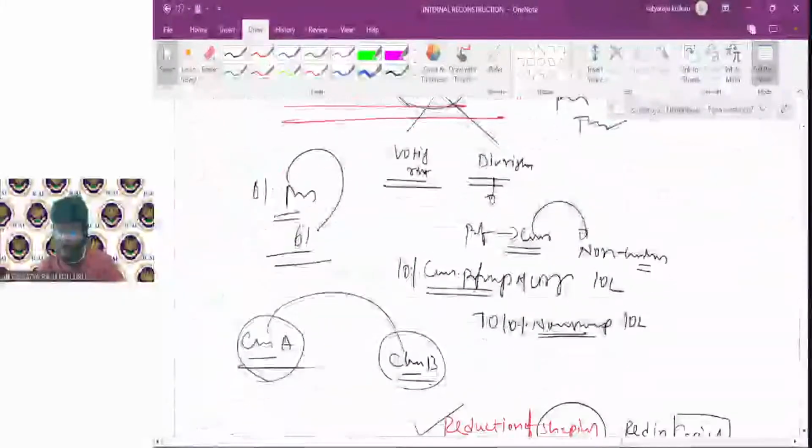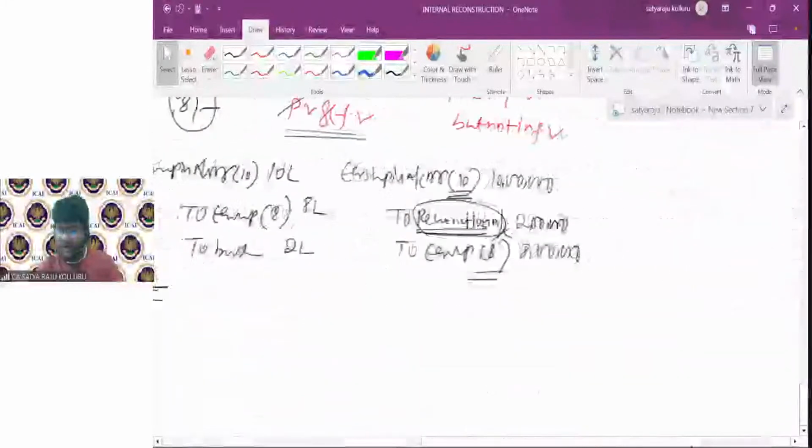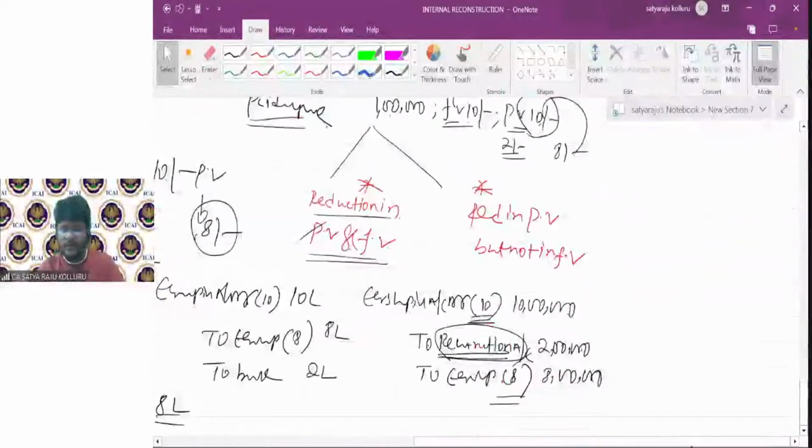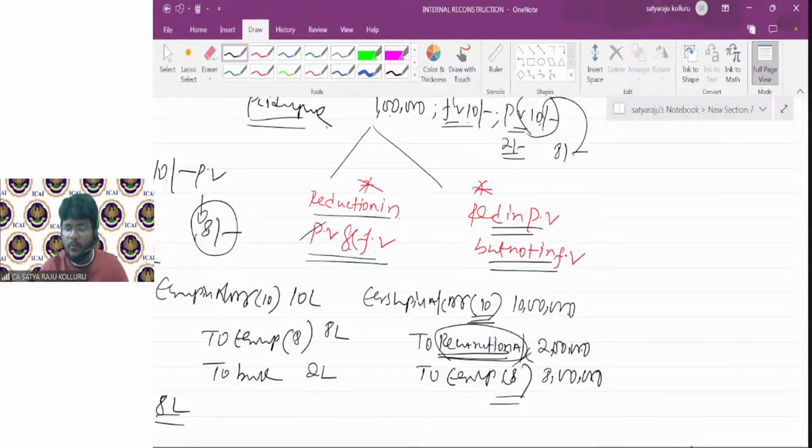Now let me finish the next situation. Here itself, only one situation we have seen now. There is a reduction in paid up value and face value we have seen. Now the second situation, reduction in paid up value, but not in face value. Then what is the journal entry, sir? Equity share capital account debit to reconstruction account, 2 lakhs, that's it.